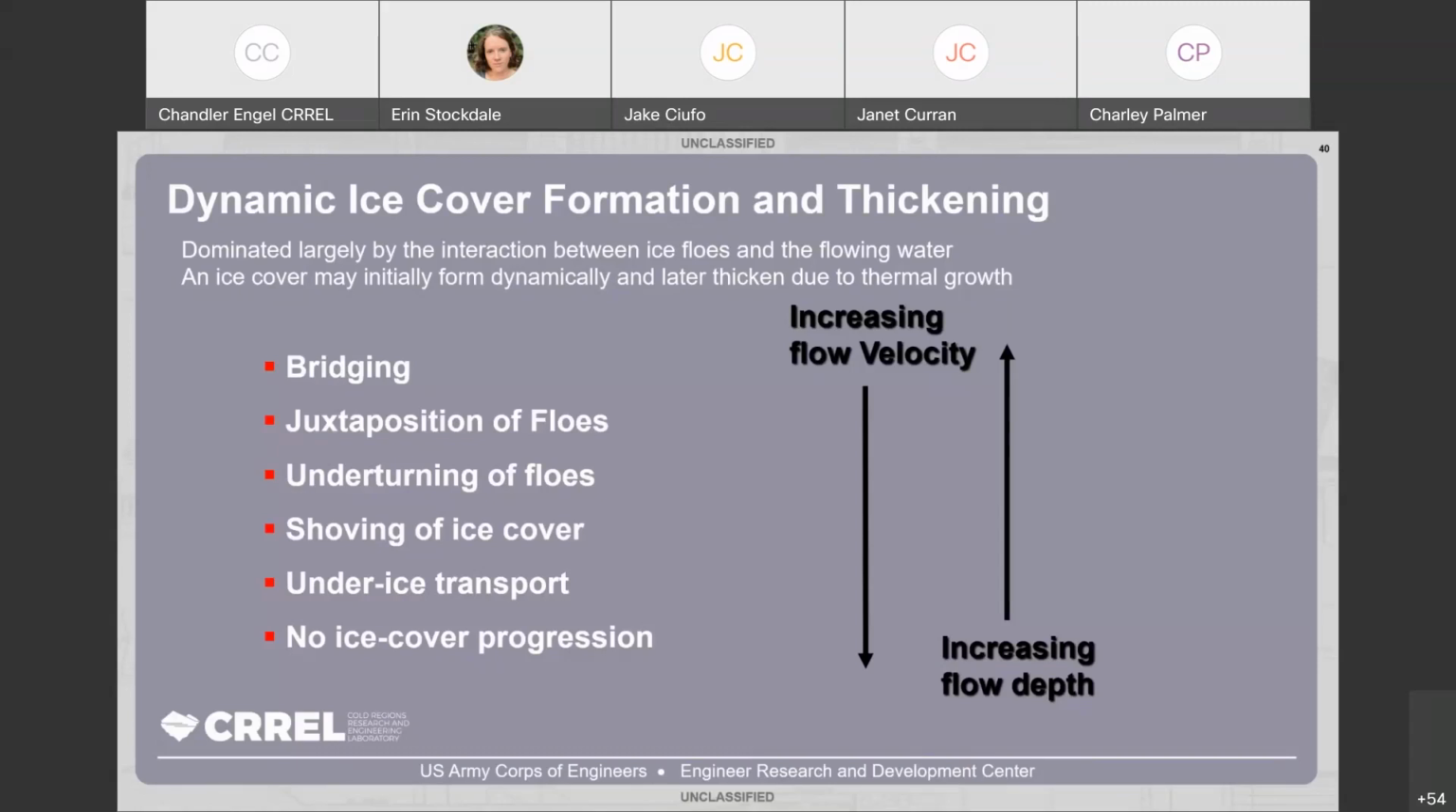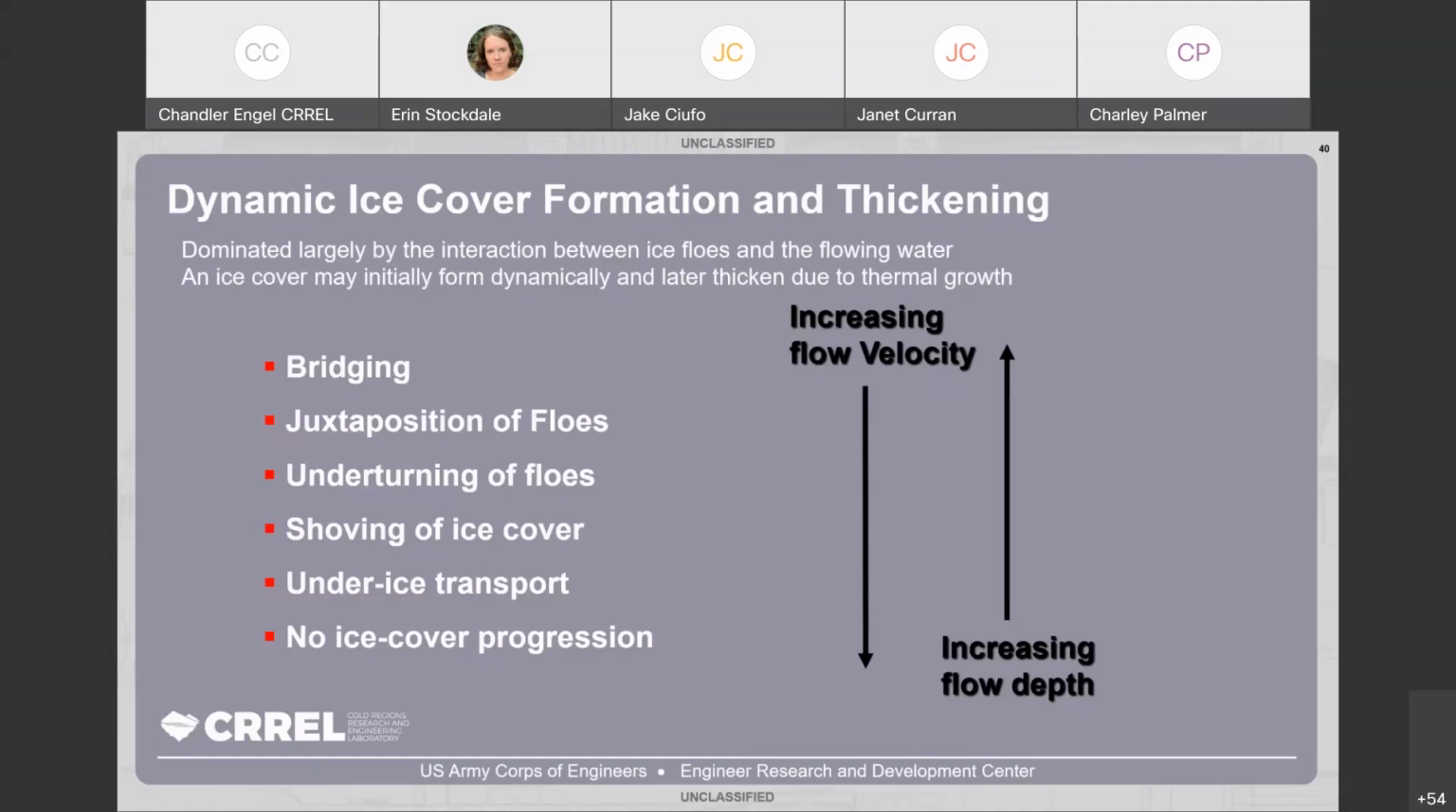In faster moving rivers, underturning and shoving of ice covers are common processes where ice moving downstream will impact an intact ice cover and can thicken and be pulled under the ice, or maybe ride up on top of the ice. These are pretty complex processes that are outside of the scope of what we're going to talk about today, but it's important to know that can happen.